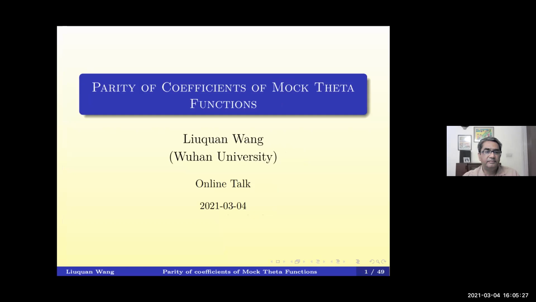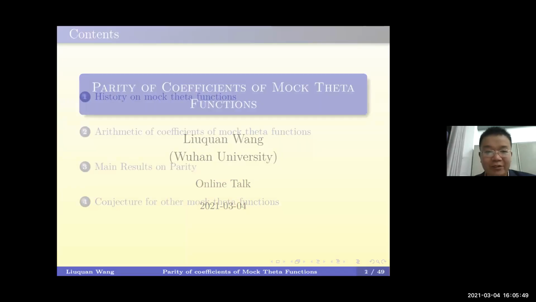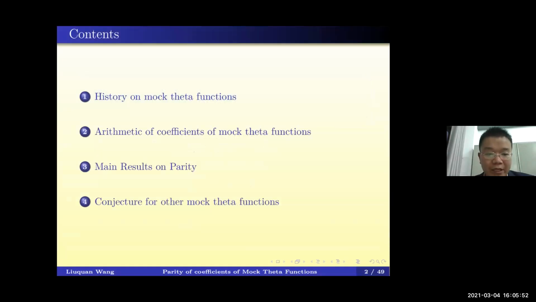Okay. First of all, I'd like to thank the organizers of this seminar for providing this chance, and especially I want to thank Professor Batinaga for his kind invitation. Today, I'm going to share my research on the parity of coefficients of mock theta functions. This was done in July last year. My talk will be divided into 4 parts. In the first part, I will give a brief review of the history of mock theta functions.